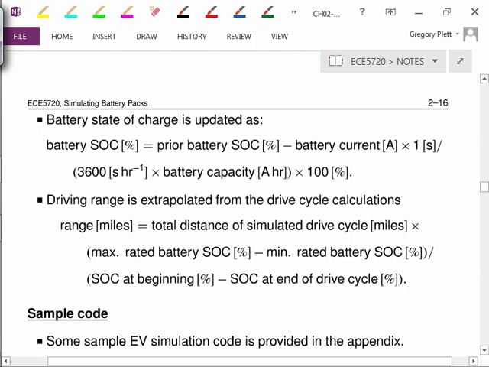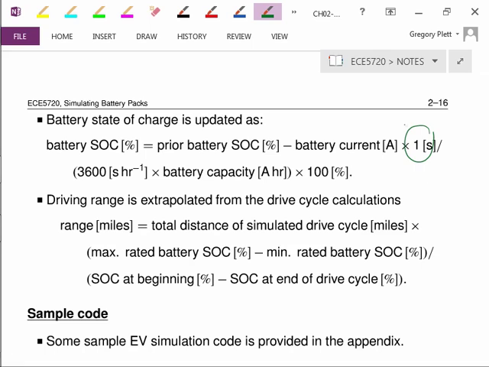And then we update our battery state of charge using Coulomb counting. And so battery state of charge in percent is the prior state of charge minus battery current times the sampling interval, which we have assumed is 1 second. And then with the normalization factors of 3,600 seconds per hour to convert the battery pack capacity in ampere hours to ampere seconds, and then a conversion factor of 100% to convert the unitless 0 to 1 SOC to a percentage. And finally, we compute the driving range.